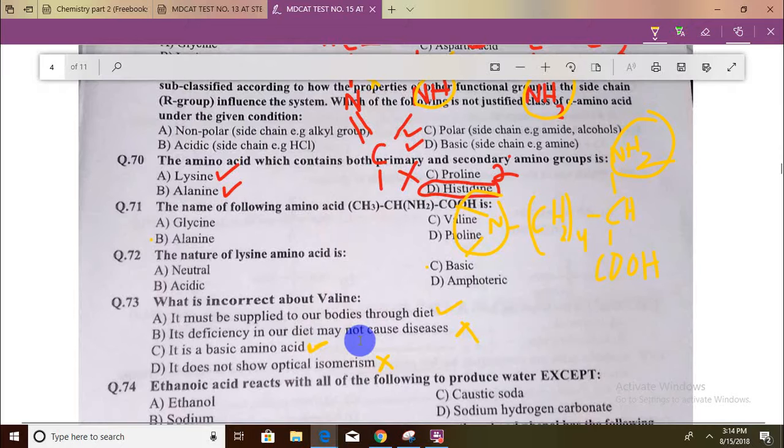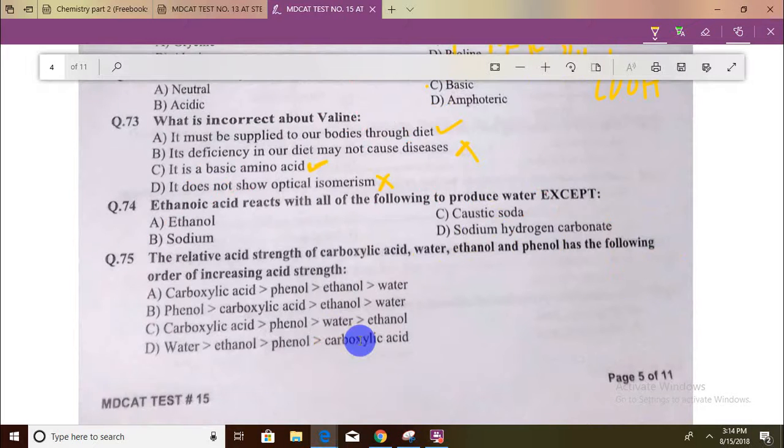So ethanoic acid reacts with all of the following to produce water except ethanol. No, with ethanol it would have esterification with the formation of one ester bond accompanied with the evolution of a water molecule. With sodium we would have H2 and not H2O, and this is probably an answer, but let's look over here. With caustic soda we have neutralization, so one H2O per molecule neutralization. Same with sodium hydrogen carbonate, we have CO2 and H2O.